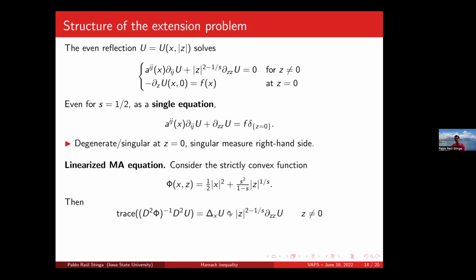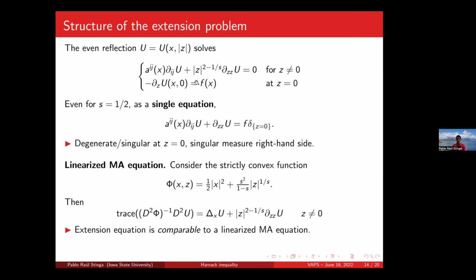It is the extension operator, where you have here the Laplacian. This comes from this x squared, right? The Laplacian, and then the z part, 2 minus 1 over s, comes from this other piece when you compute this inverse. Okay, so for this phi, the linearized Monge-Ampère equation is the extension equation of Caffarelli-Silvestre.